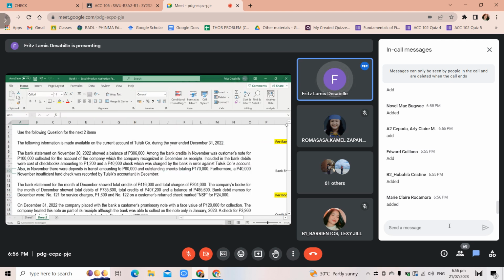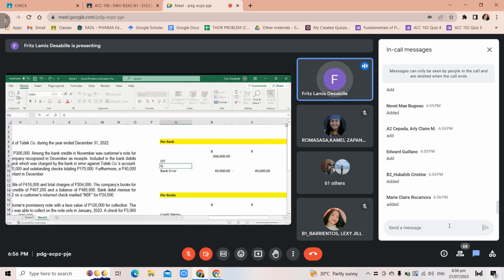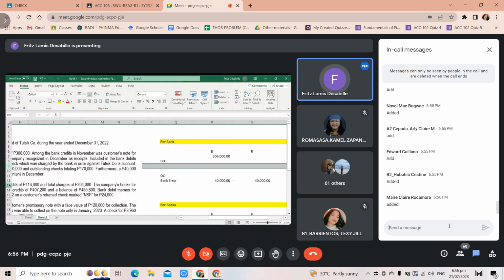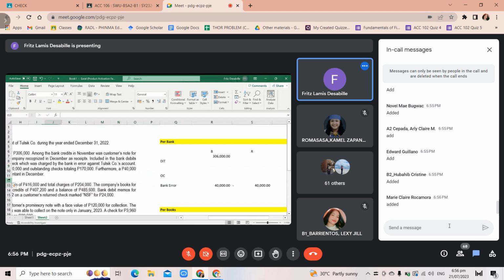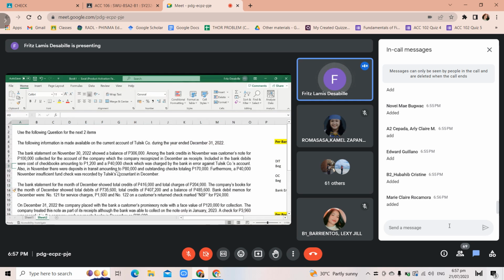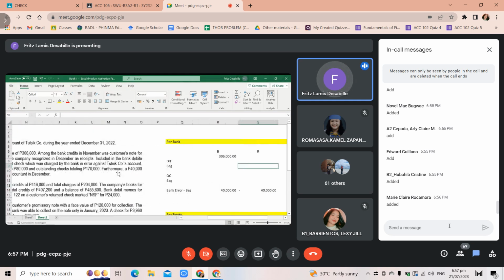Also in November, there were deposit in transit, mga bank recon. Let's go to DIT and outstanding checks. Of course, I'm gonna be splitting this one into two. Natin DIT beginning and natin outstanding checks. Beginning po. How much is our deposit in transit beginning? In November, natay DIT nga 80,000 and outstanding checks nga 180.